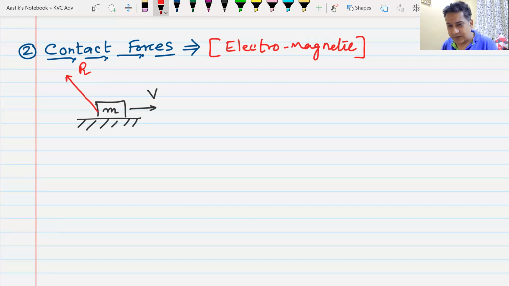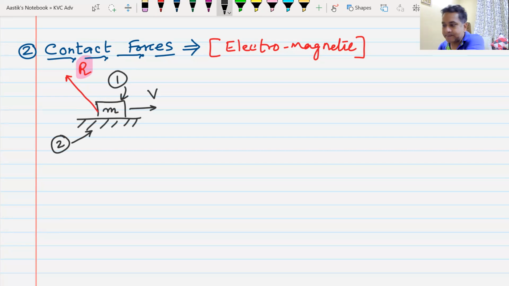And this reaction force, every force exists in pairs because every force is because of two bodies interacting. Action and reaction are equal and opposite. Do we understand this? Yes, sir. This R that I have drawn is the force applied by which body on which body? This is body number one, let us say. And this is body number two. This R is the force applied by which body on which body?